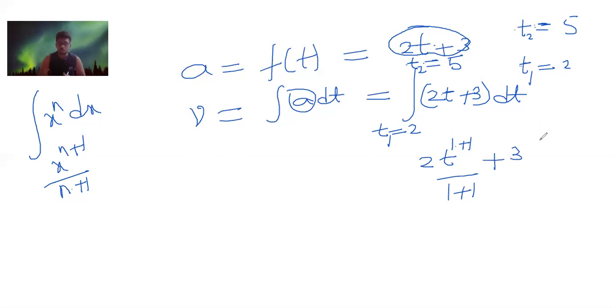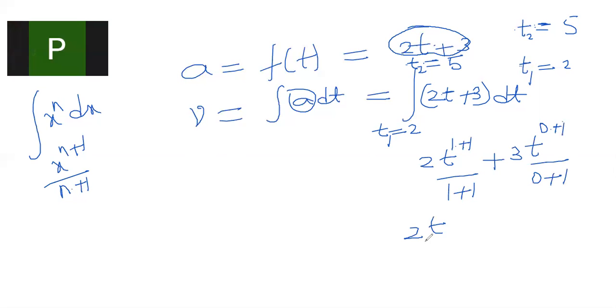Plus 3. Here nothing is there, so t power 0 plus 1 by 0 plus 1. Is it understood, both of you? Yes, sir. What would the answer be? 2t power 2 by 2 plus 3t. Yes, that's it. This 2 of course gets cancelled.